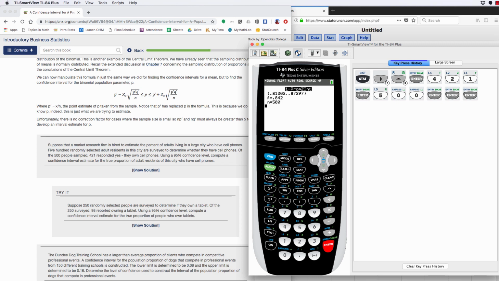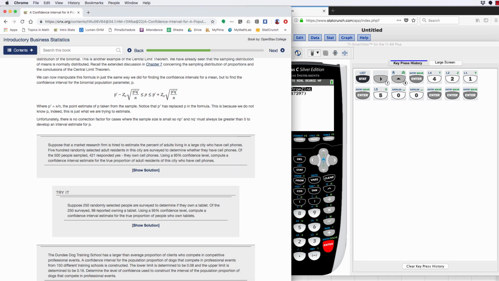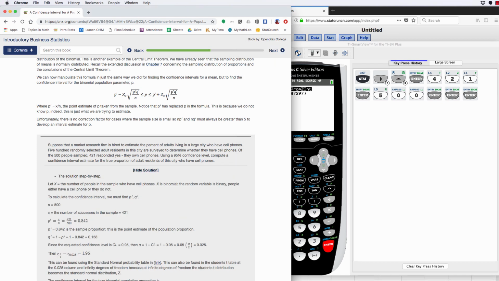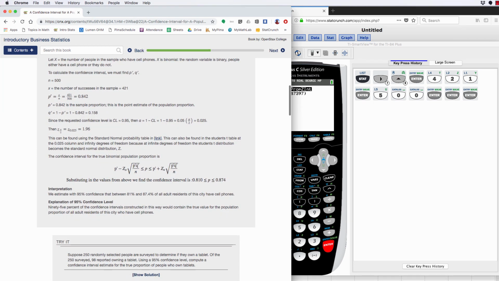And we see 0.81003 to 0.87. So that's the percentage of people. That's not a mean, it's a population proportion. So 81% to about 87% have a cell phone. And we will see that the answer given to us is about 81 to 87%.